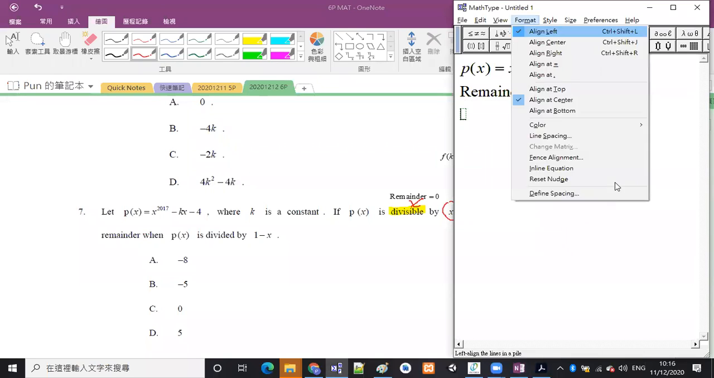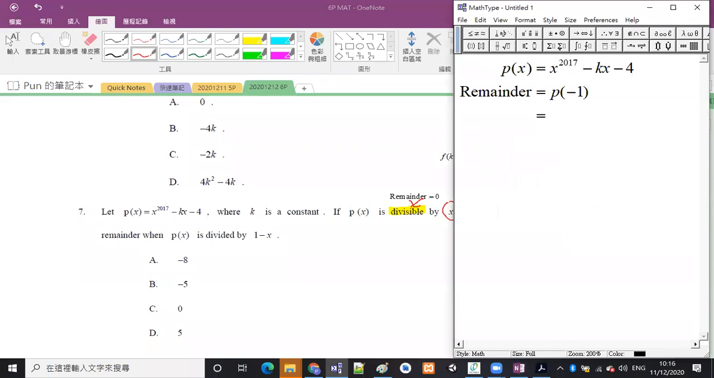Okay? And then, we have the formula of p(x), so we can calculate p(negative 1). p(negative 1) is just calculated by replacing every x by negative 1. So it should be negative 1 to the power 2017 minus k times negative 1 minus 4.